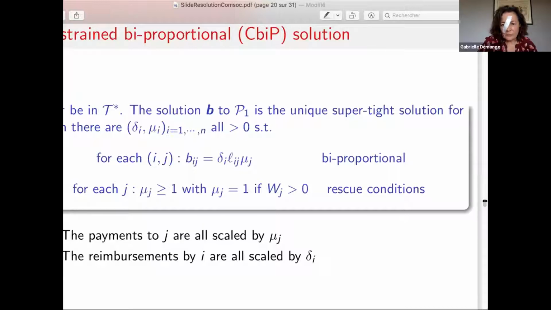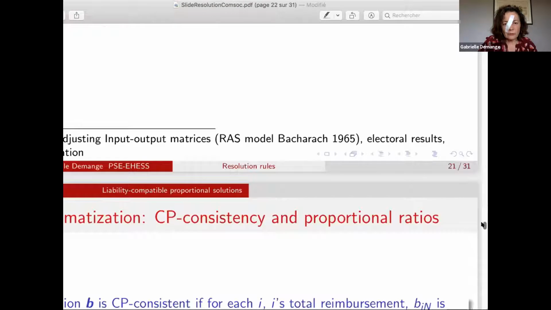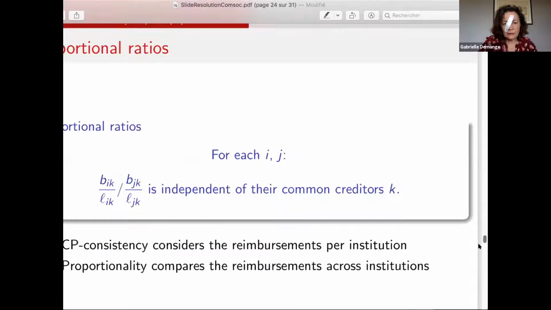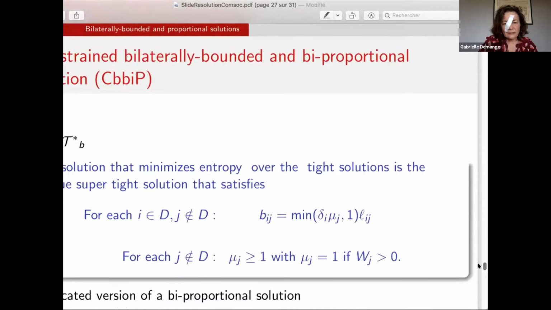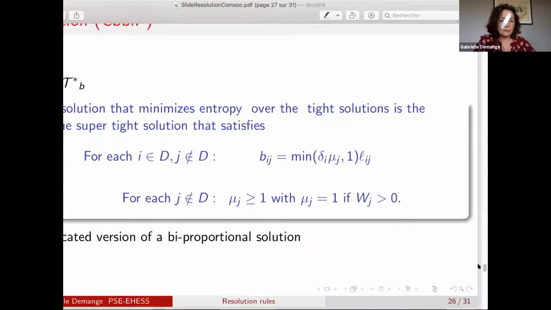And so I have some axiomatization. I just show you the form when you have bilaterally bounded, just to tell you that it's a kind of truncated version of the bilateral solution, which means that now you have again some indices. One is delta I, the capacity of reimbursement. Mu J is your rescue index, or J's rescue index. And since you want Bij to be smaller than Lij, now you take the minimum of the product of these two indices, the ability of I and the rescue of J, with respect to 1. So it's kind of a truncated version.